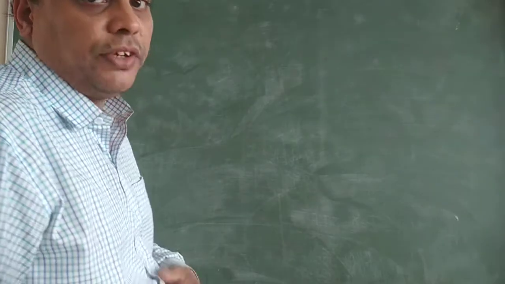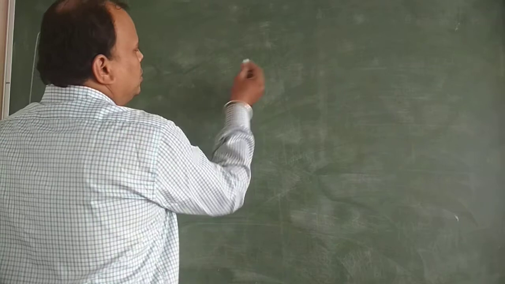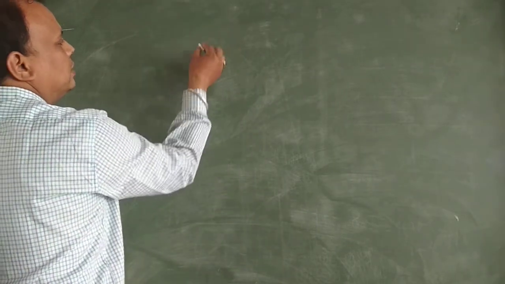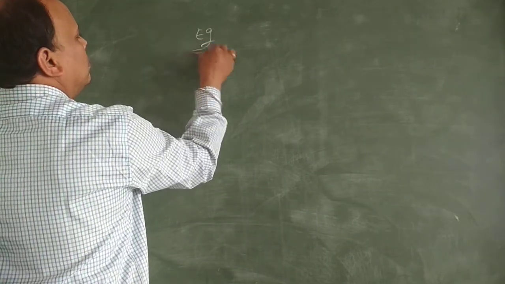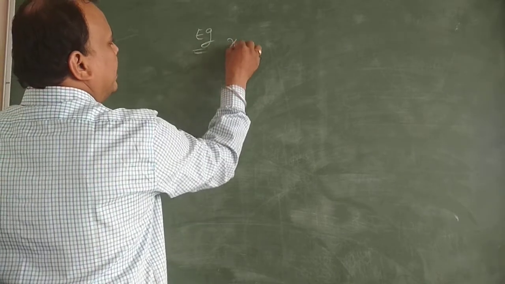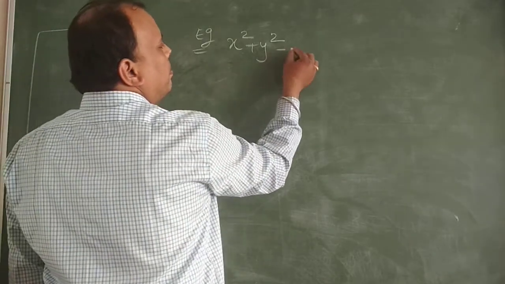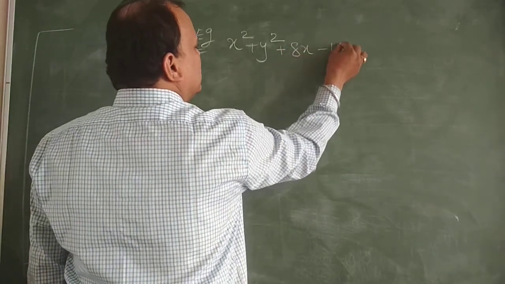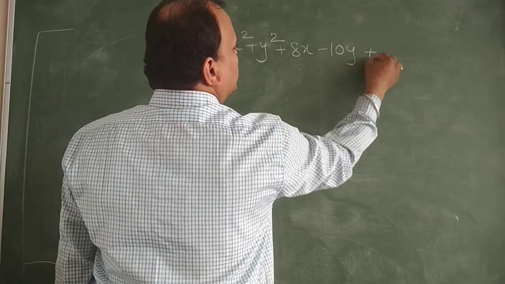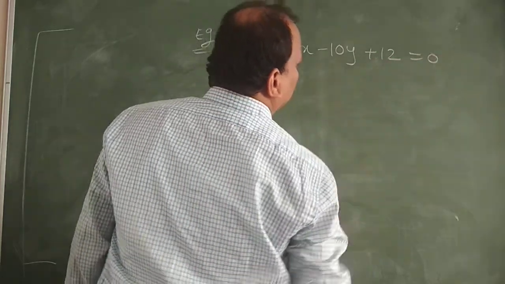In this particular video we are going to study how to convert a general equation into the center radius form of the equation of a circle. Suppose the general equation, let us take an example: the general equation of a circle is x square plus y square plus 8x minus 10y plus 12 equal to 0. Okay.